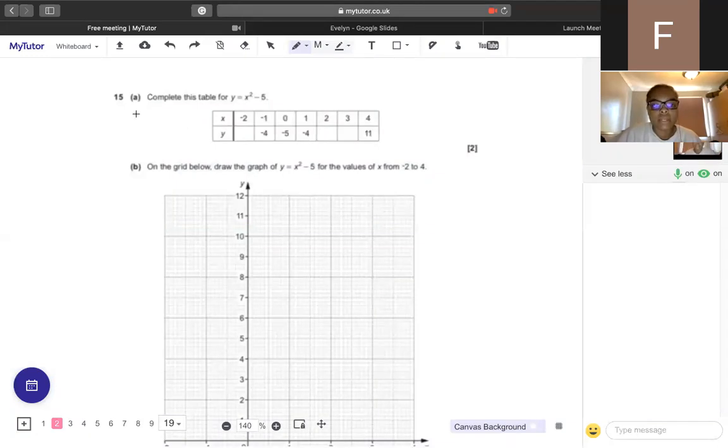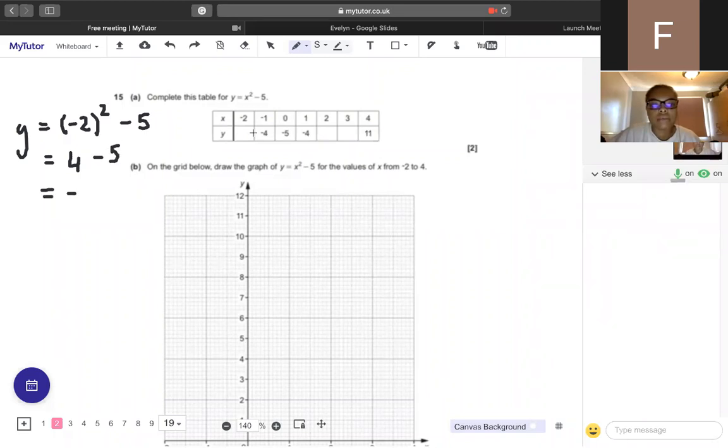So let's start with when x is minus 2. Let me use a smaller pen as well. Let's sub in x is minus 2. So we've got minus 2 squared. Now remember, the reason why I put numbers into brackets is just to make sure that we don't get confused with negative numbers. So we've got minus 2 squared, which is 4, because it's minus 2 multiplied by minus 2. Then minus 5. So 4 minus 5 is minus 1. So minus 1 is our first answer.